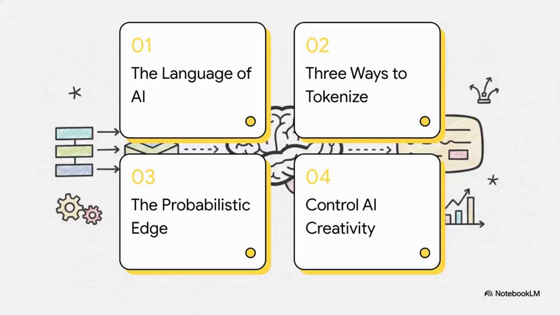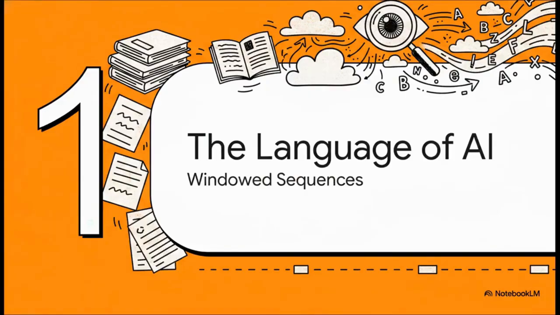Here's our structured roadmap. First, we'll look at the language of AI, then three ways to tokenize, third is the probabilistic edge, and finally, controlling AI creativity. Starting with part 1, the language of AI.